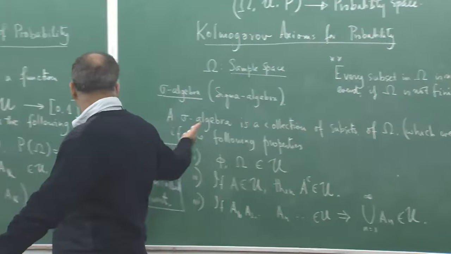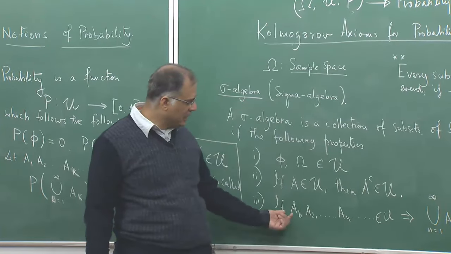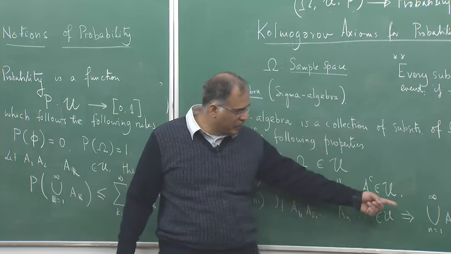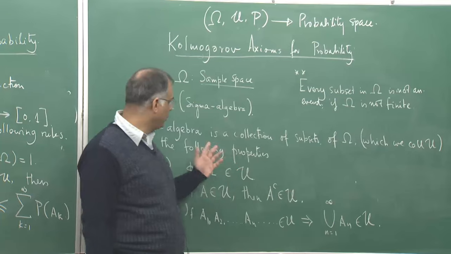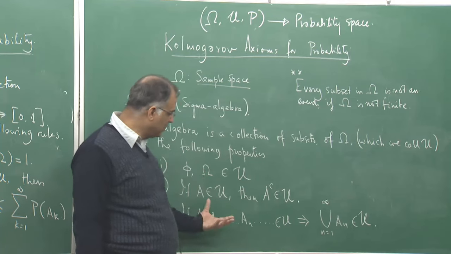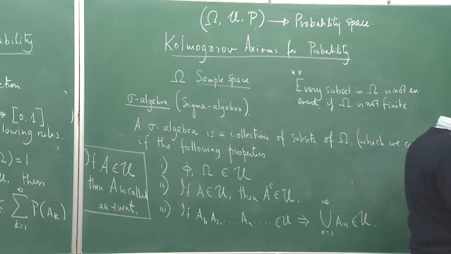See the term sigma algebra, why is it called sigma algebra? If I just had a finite number of events, then we would have called it just an algebra. It is called a sigma algebra because we are talking about a countable collection. That is why the term sigma is used, as it denotes an infinite sum in some sense.